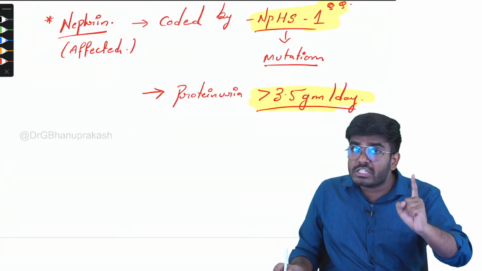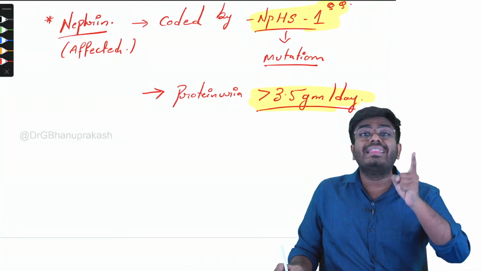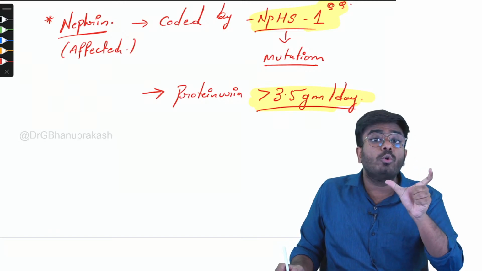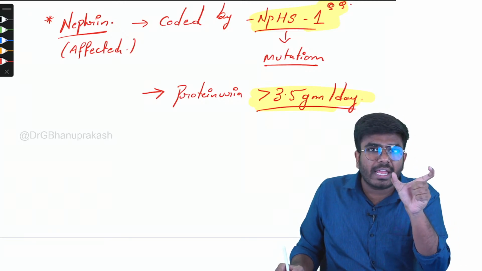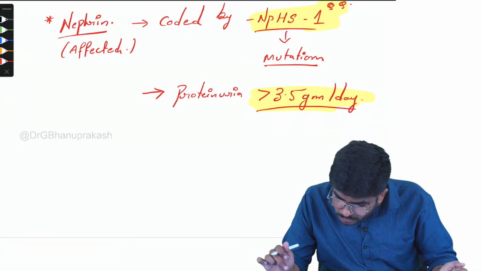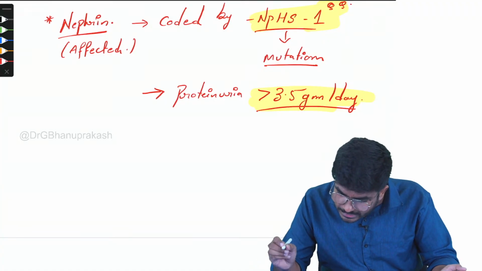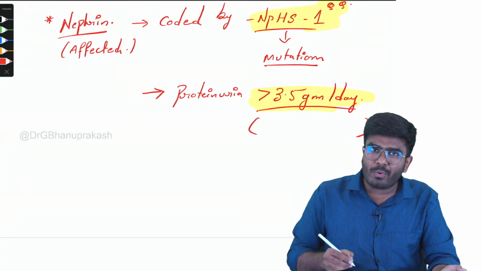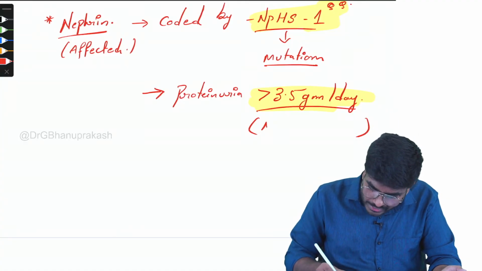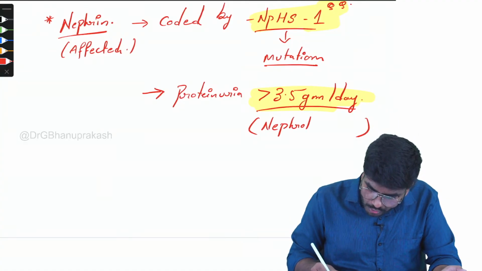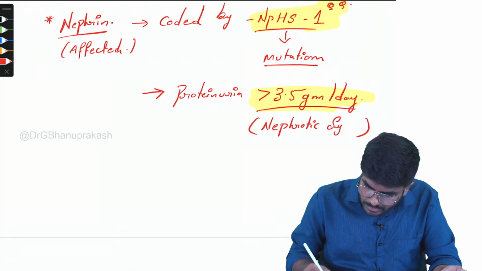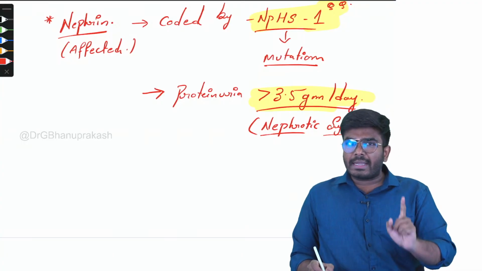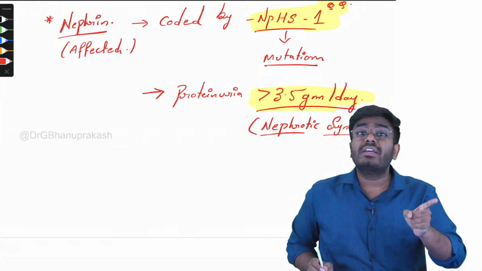But if an individual loses more than 3.5 grams of protein per day, then we have to call it a syndrome. Can anyone name that syndrome? Guys, I'm asking you. Excellent. Now, if there is a loss of more than this much protein, that's called nephrotic syndrome. So a defect in nephrin will cause nephrotic syndrome.